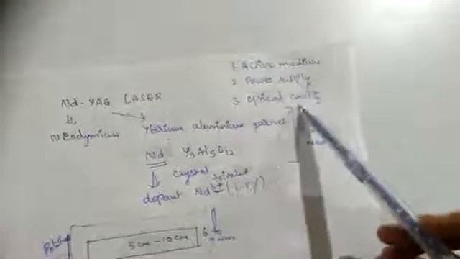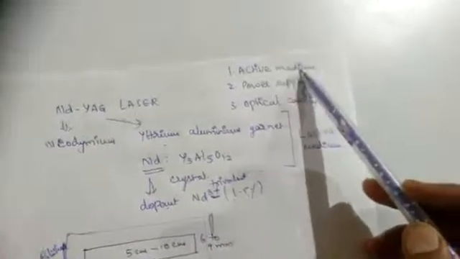The components of any laser are three: active medium, power supply and optical cavity. The active medium is the material in which the lasing action takes place. The power supply provides population inversion, and the optical cavity emits the laser beam out properly.